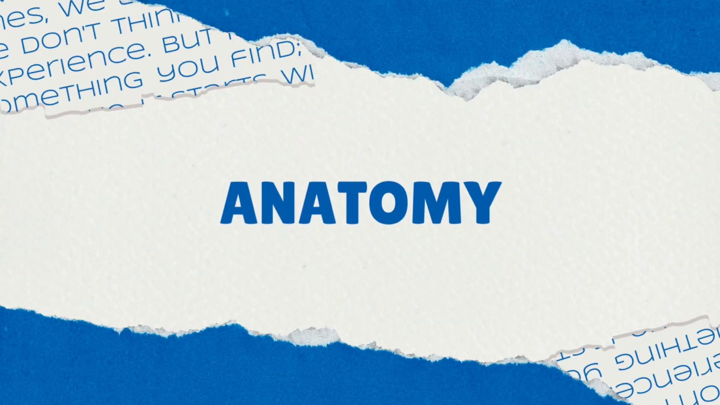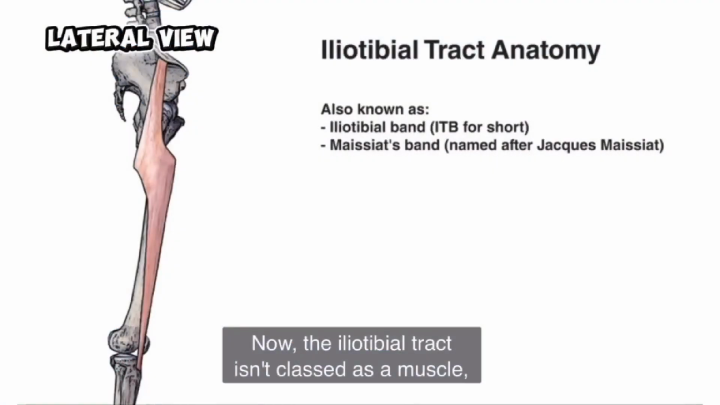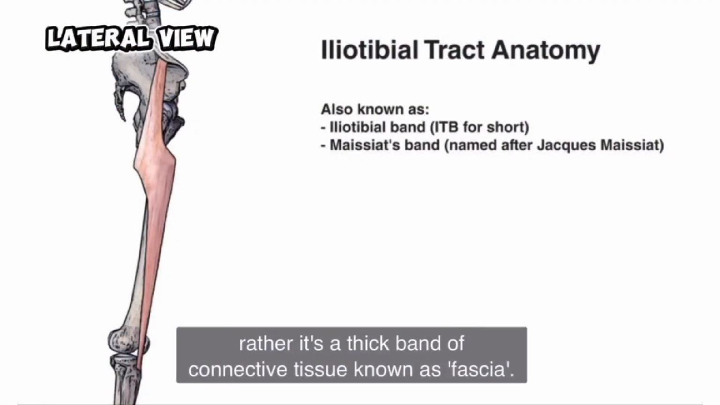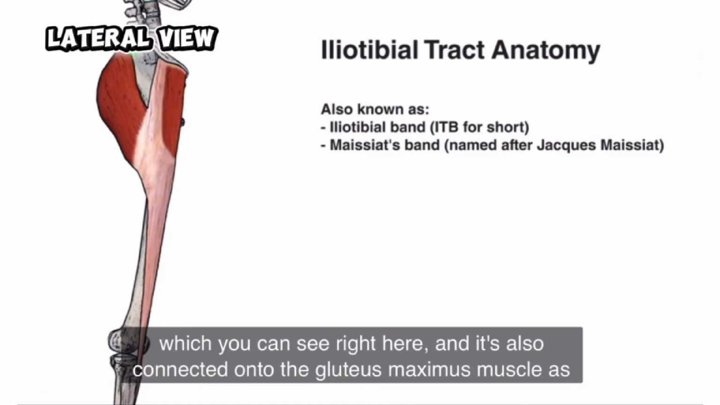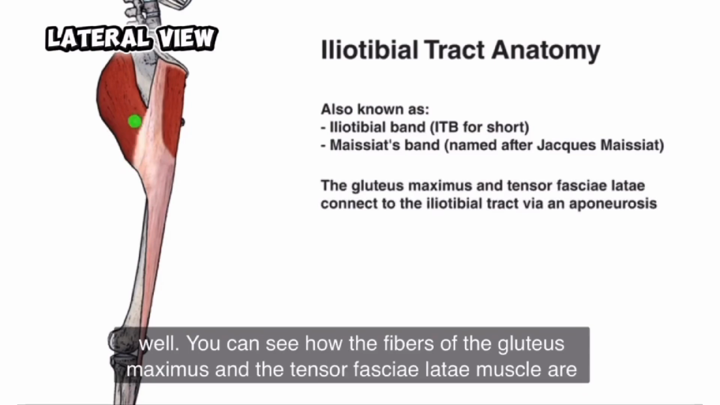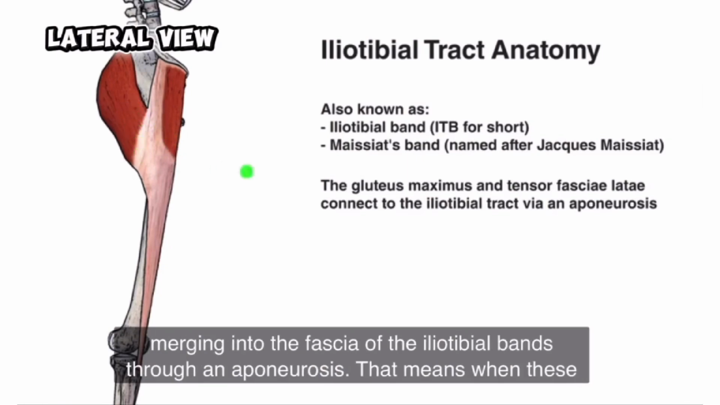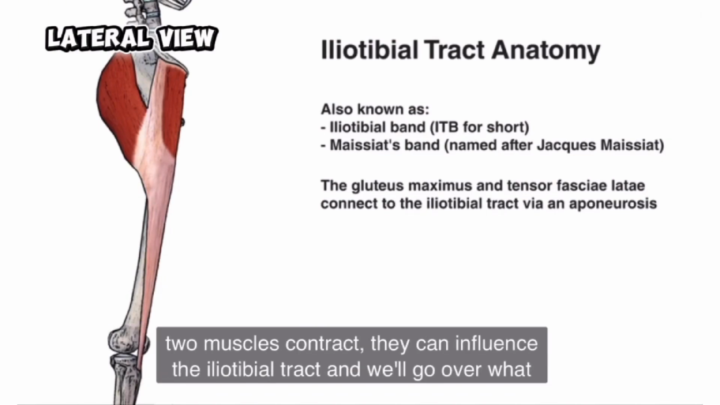Anatomy of iliotibial band. Now, the iliotibial tract isn't classed as a muscle. Rather, it's a thick band of connective tissue known as fascia. However, the iliotibial tract is actually connected onto the tensor fascia lata muscle, which you can see right here, and it's also connected onto the gluteus maximus muscle as well. And you can see how the fibers of the gluteus maximus and the tensor fascia lata muscle are merging into the fascia of the iliotibial band through an aponeurosis. And that means when these two muscles contract, they can influence the iliotibial tract.